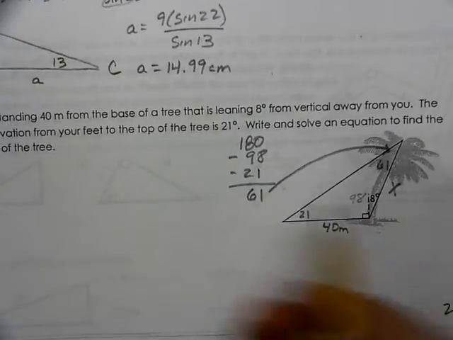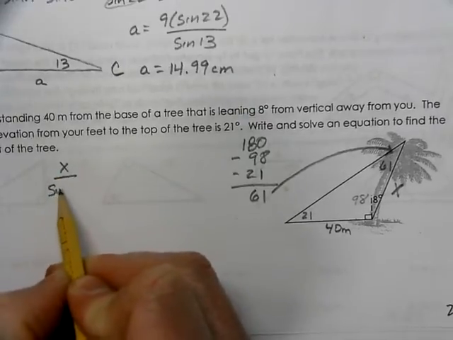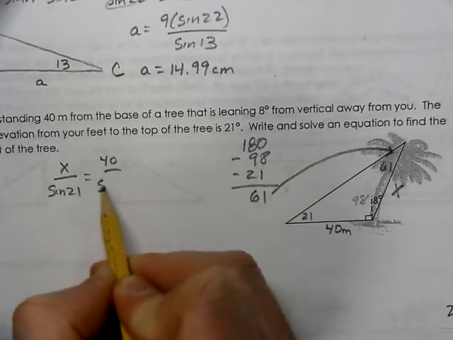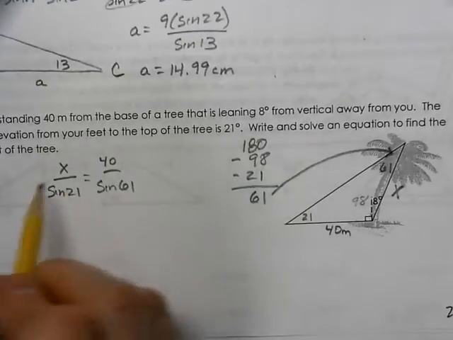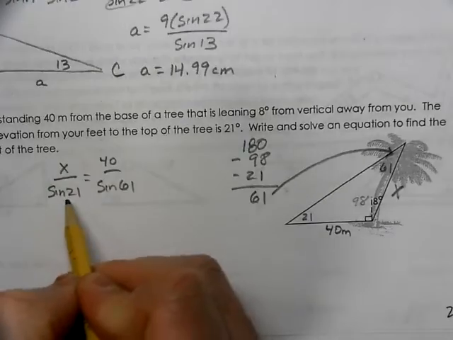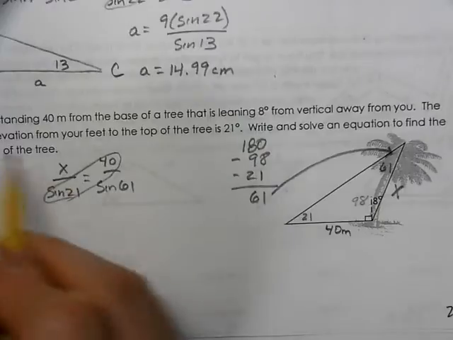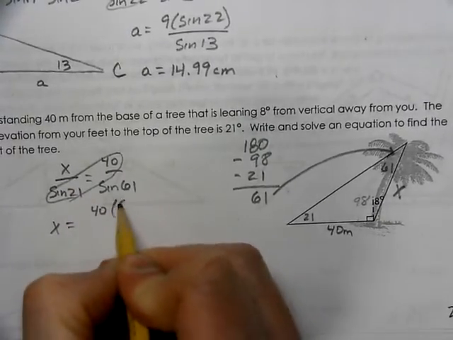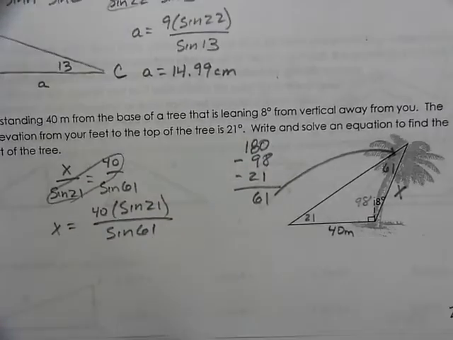So now I'm ready to use x over the sine of 21, which equals 40 over the sine of 61. And when we cross multiply, we want to get the x by itself. So I'm only going to bring the sine of 21 over to the 40. I'm not going to bring the sine of 61 up. So x equals 40 times the sine of 21 divided by the sine of 61.